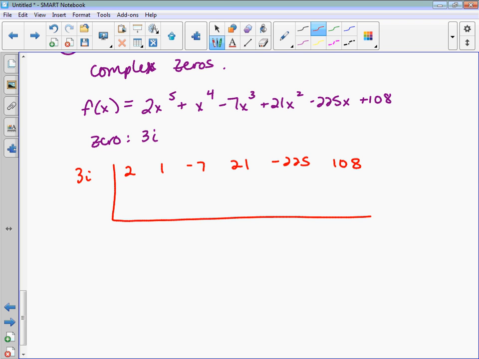Okay. So I bring down a 2. I multiply. What do I get? 6i. Okay. So when I add, that's 1 plus 6i, right? Okay. All right. Now this is where it gets interesting. We're multiplying again. So what's 3i times 1? 3i. Minus 18. Minus 18, because it'd be plus 18i squared. Okay.